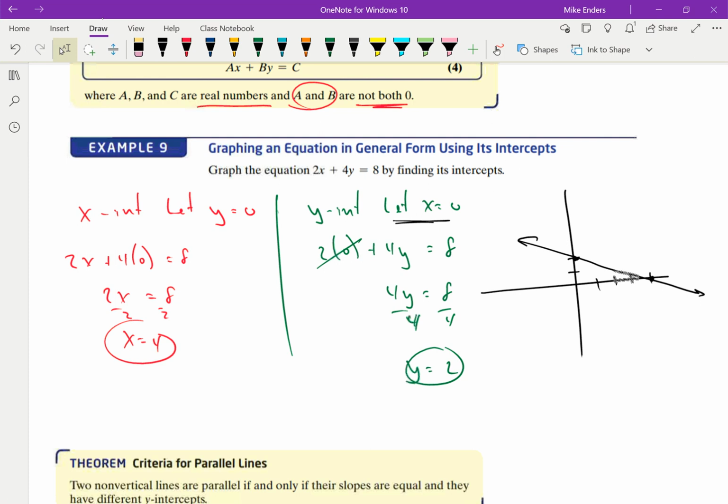We graph it with the intercepts. And we can end up graphing that relatively quickly, because all we have to do is cover up the other variable and do a quick division, and then we end up with our intercepts.